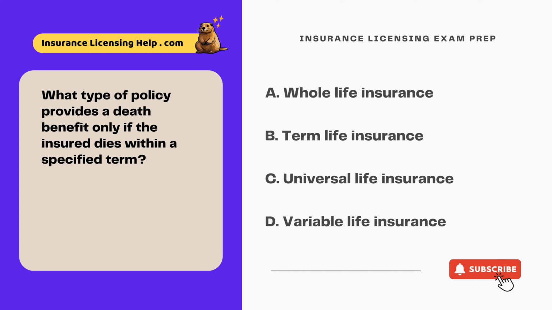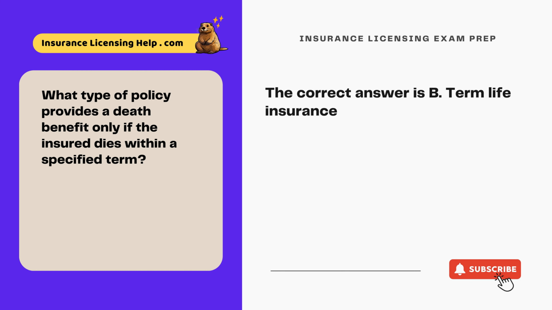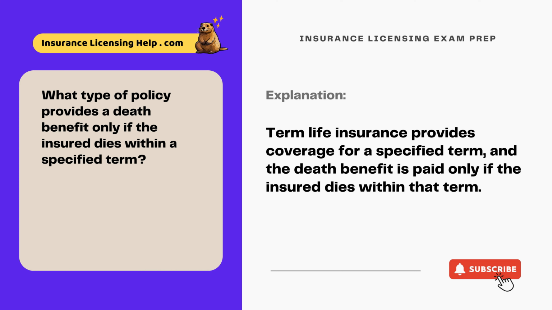What type of policy provides a death benefit only if the insured dies within a specified term? A. Whole life insurance. B. Term life insurance. C. Universal life insurance. D. Variable life insurance. The correct answer is B. Term life insurance. Term life insurance provides coverage for a specified term, and the death benefit is paid only if the insured dies within that term.